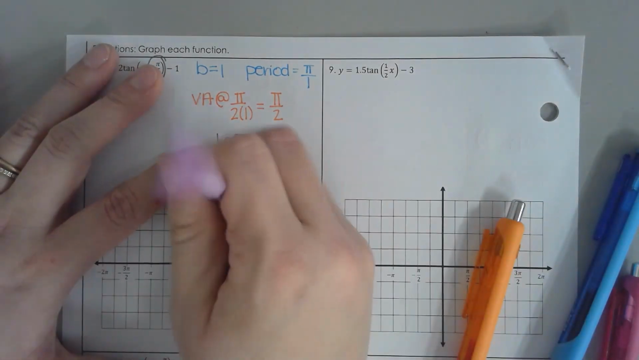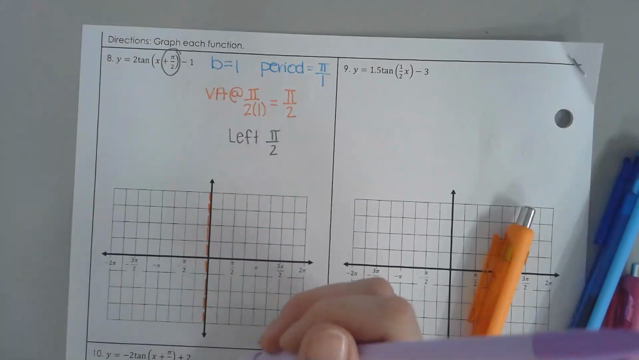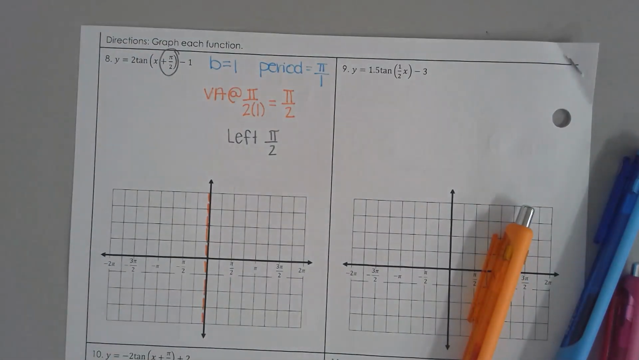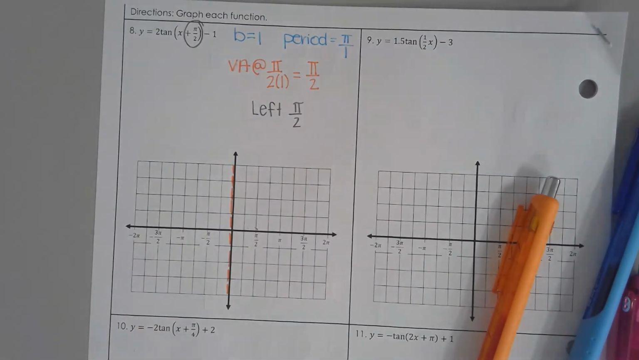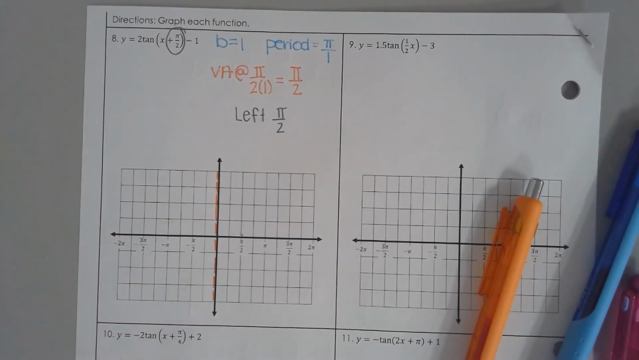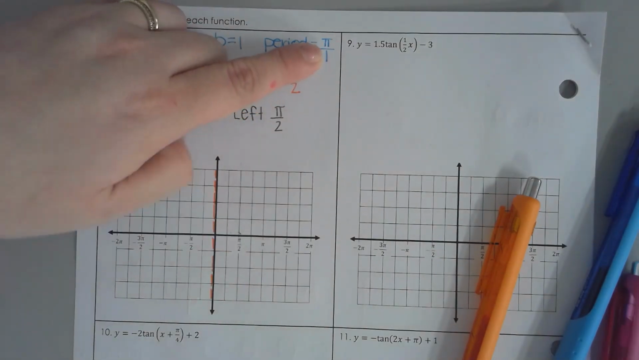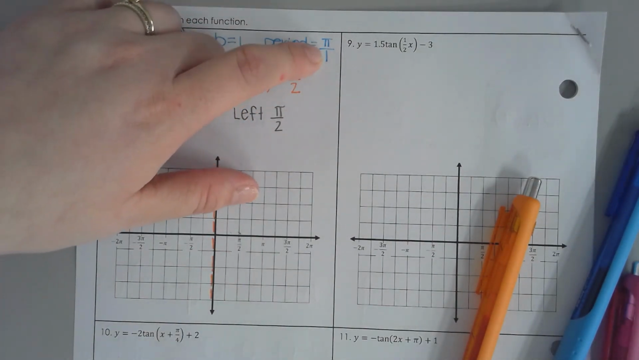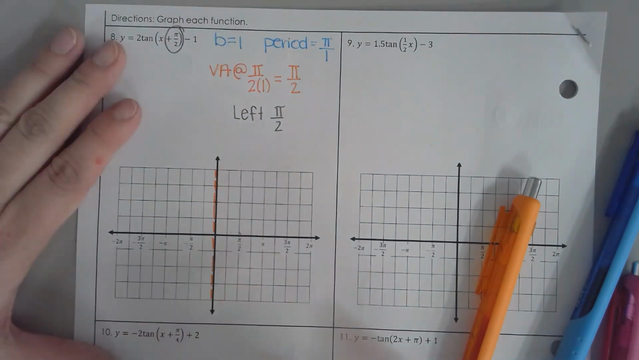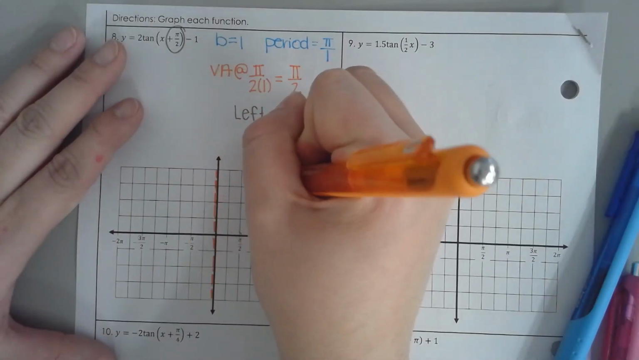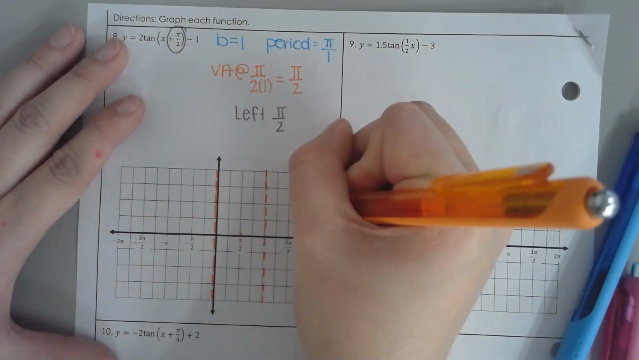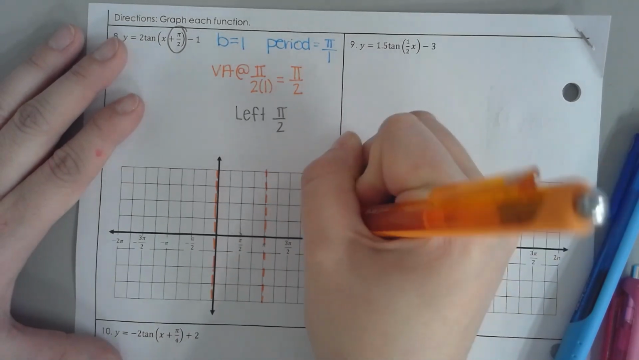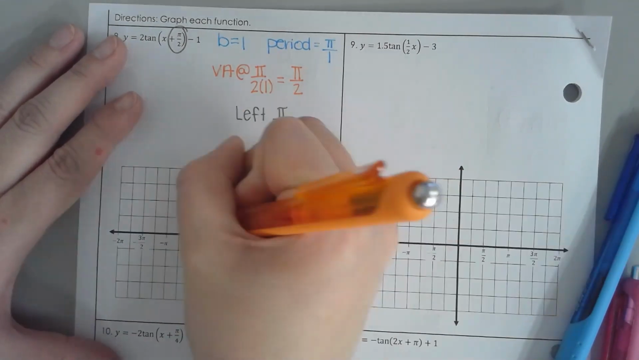So then I don't need this anymore. Really, you would not have to draw that in pencil. You could just think, okay, I start here and I move left 2 blocks. I want to visually show everything. And then my period is pi. How many blocks is pi? 4 blocks. So I'm going to count over 4 blocks, and I've got another vertical asymptote. 4 blocks, asymptote. And then go each direction.